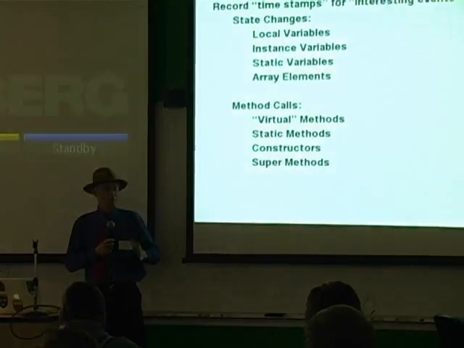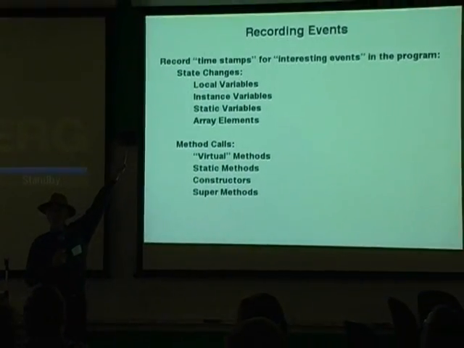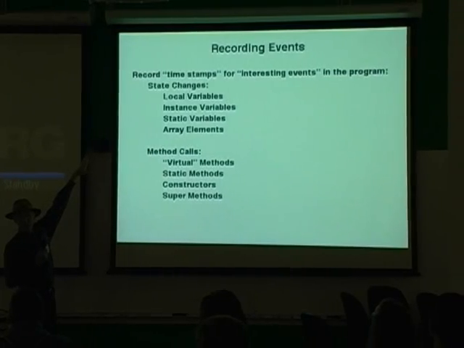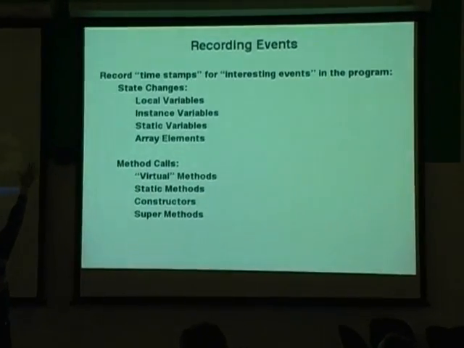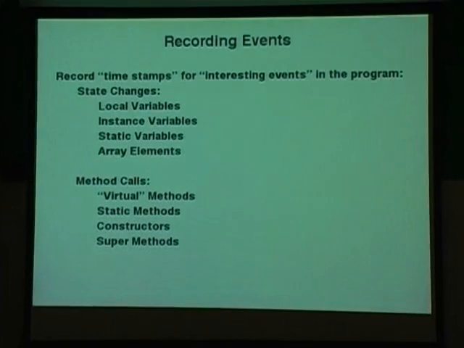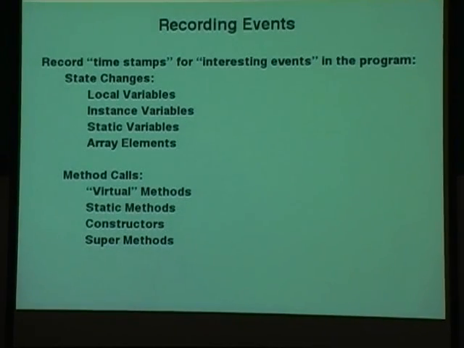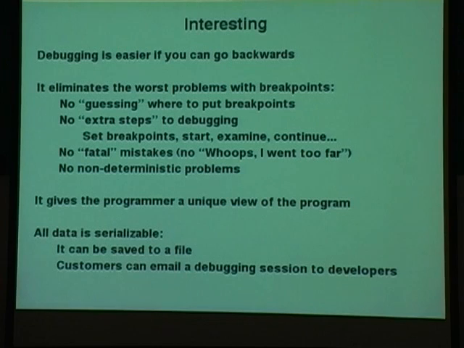So here's the idea. We are going to record events of interest. Every time that you change a variable of any sort whatsoever, local variable, instance variable, array elements, every time you make a method call of any type, I'm going to record the fact that you made that method call, and here are the arguments. I claim this is a really interesting thing to do.